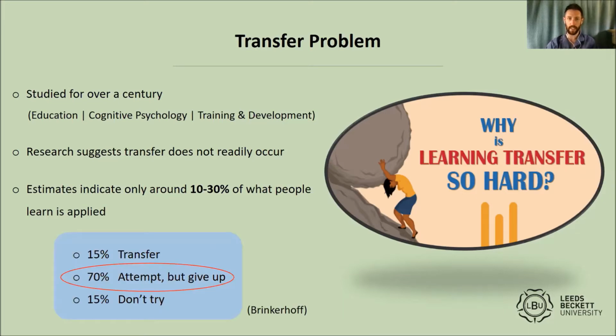There are some nice statistics offered by a scholar that has done a lot of work on evaluating programs, and they highlight that there's a small-ish group that do transfer successfully, equally about the same sort of numbers that don't really attempt to use any of this stuff after the course, but the vast majority of people do attempt to use something in a different setting or situation, but for whatever reason they give up or falter shortly after for various reasons.